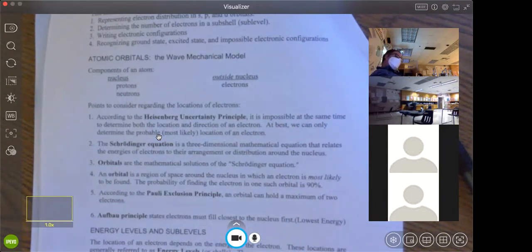Pauli is an Italian scientist before World War II, very popular. Pauli came up with the Pauli exclusion principle. One orbital can, at maximum, hold only 2 electrons. That's it.